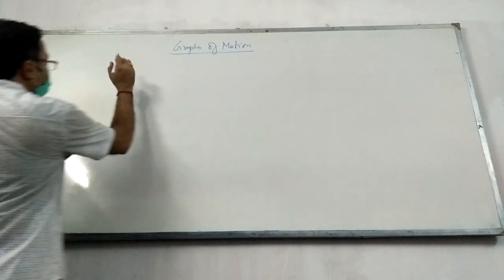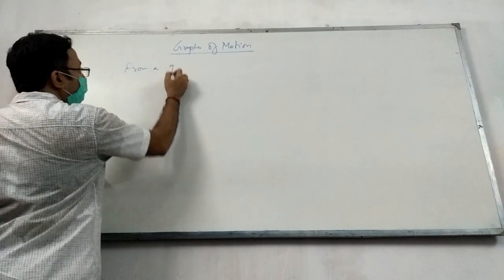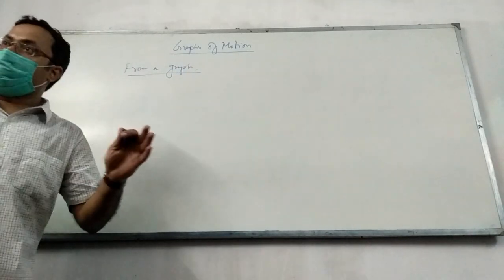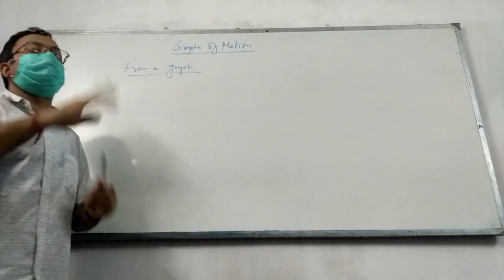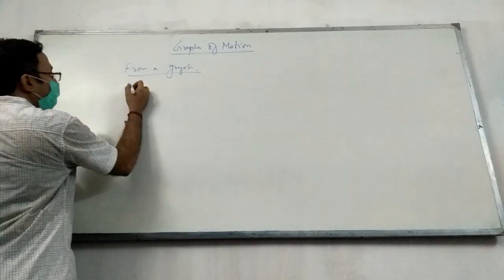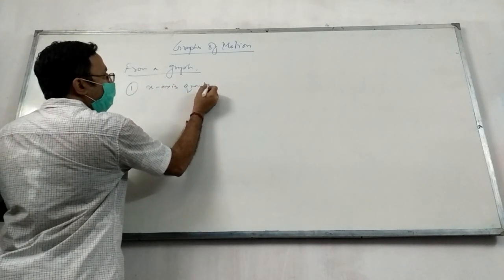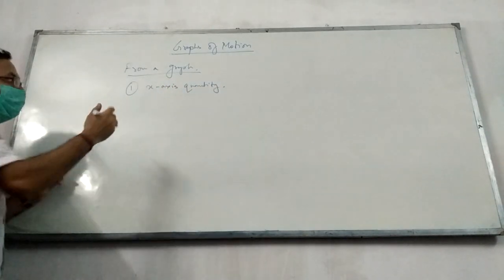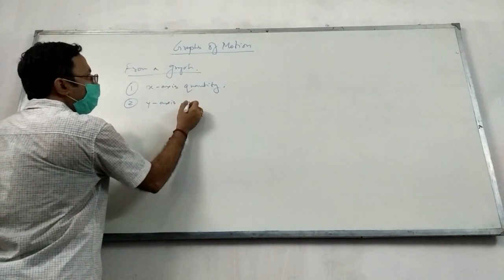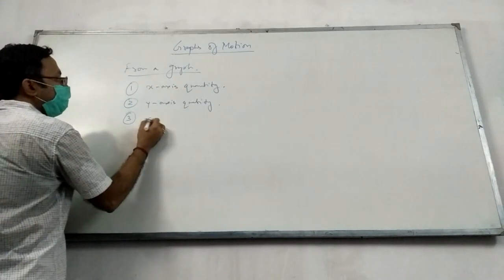So what is the outcome? The outcome is from a graph, not necessarily only in motion. In any chapter, from a graph, you can actually find 4 quantities. One is the x-axis quantity, whatever x-axis quantity you have. Two is the y-axis quantity. Three is the slope.